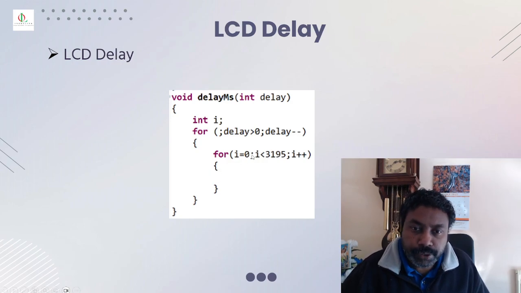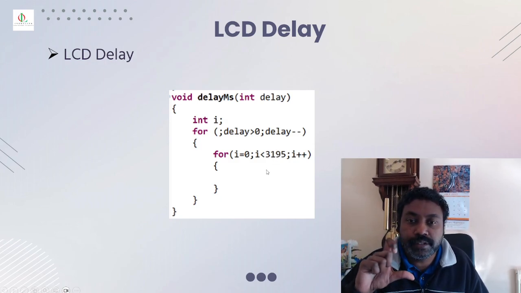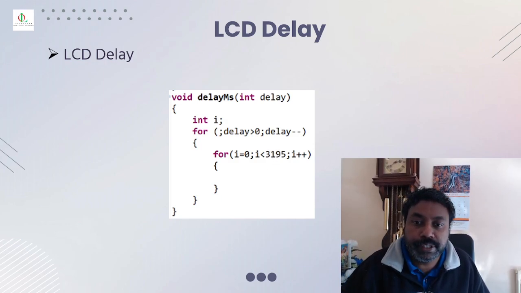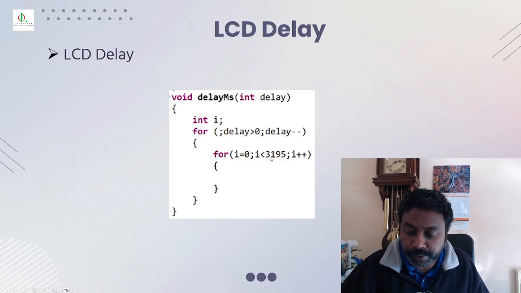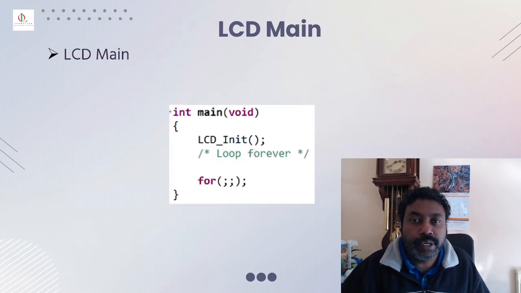Also, this line is used because we are using 16 megahertz to get 1 millisecond. If you do all the calculation for 8-bit data lines for 1 millisecond generation, you get the value 3195. And you have to write a main program. As you know, you need to call the initialization in there.